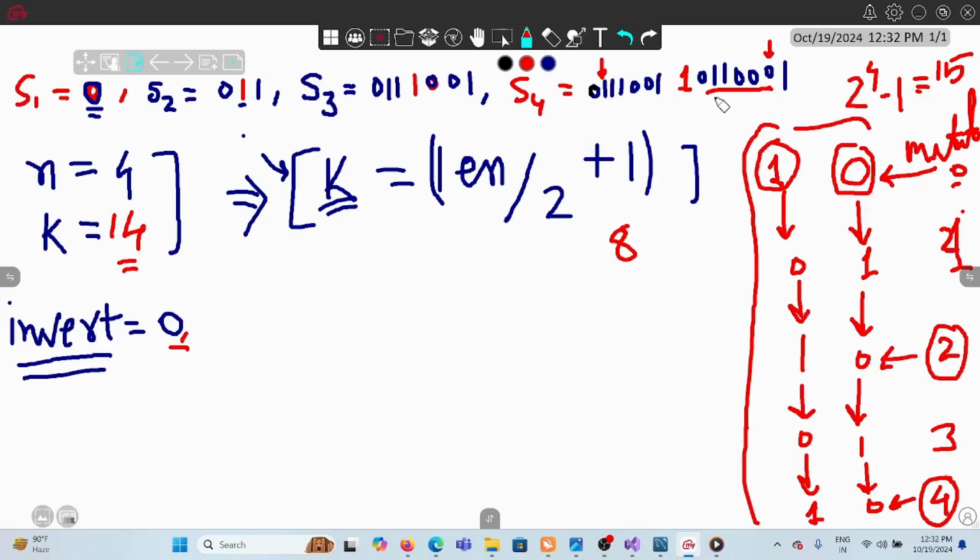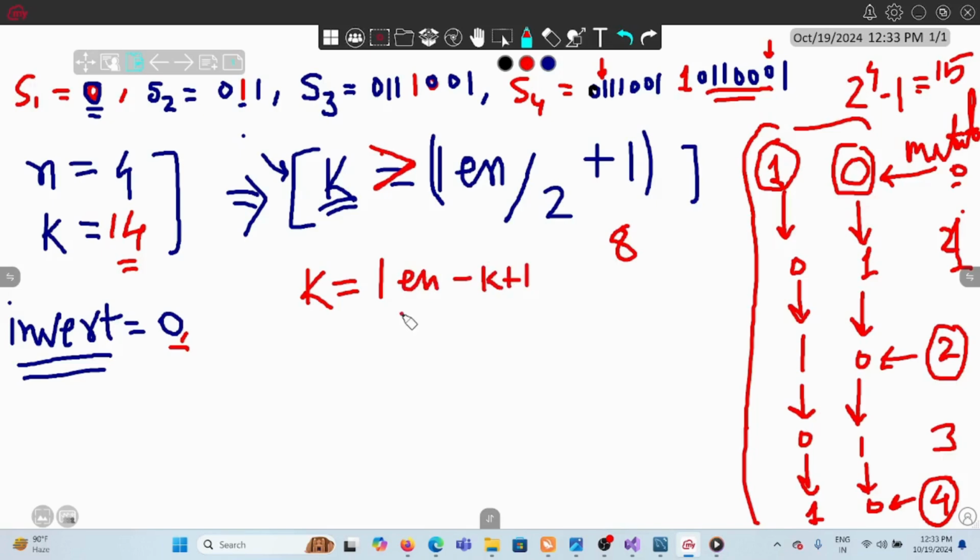So that is why whenever k is greater than length by 2 plus 1, we are going to the right side. Whenever we are going to the right side, we have to find the mirror image. So how to find the mirror image index? We can update k equal to length minus k plus 1. Length minus k plus 1 would give us the mirror index.